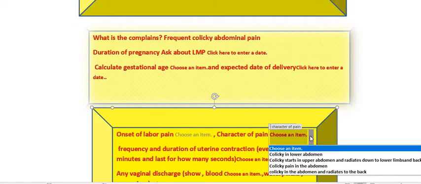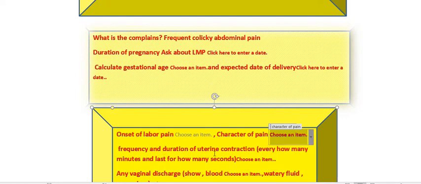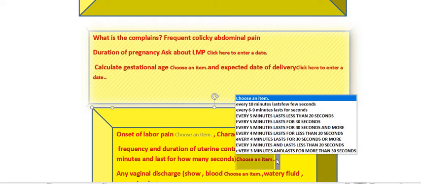Colic lower abdomen pain. Colic starts in the upper abdomen and radiates down to the lower limbs and back. Colic abdominal pain that radiates to the back, and the frequency of these contractions, every how many minutes, and lasts for how many seconds.